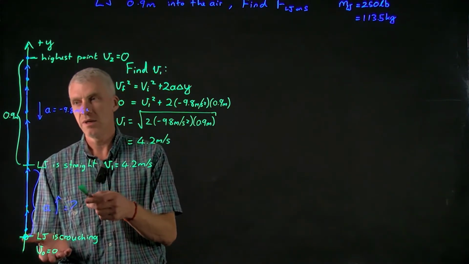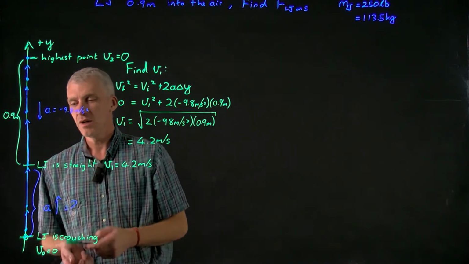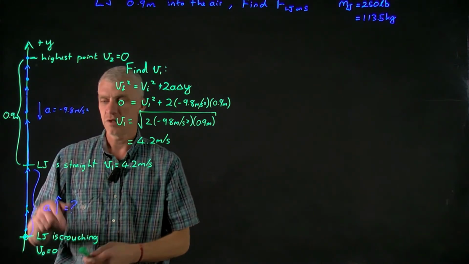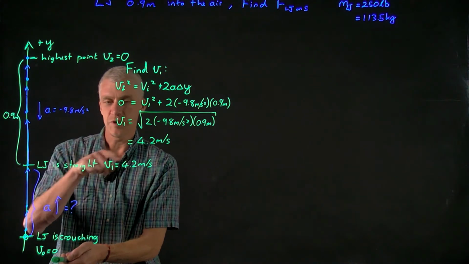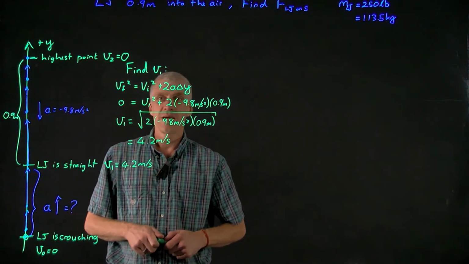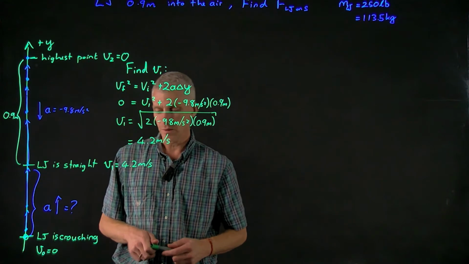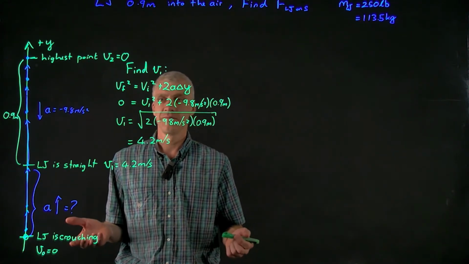We either need to know the amount of distance he covered, or we need to know the time that it took for him to accelerate through this from 0 to 4.2 meters per second. So we're going to have to do some estimation. So the question is, how are we going to do that?